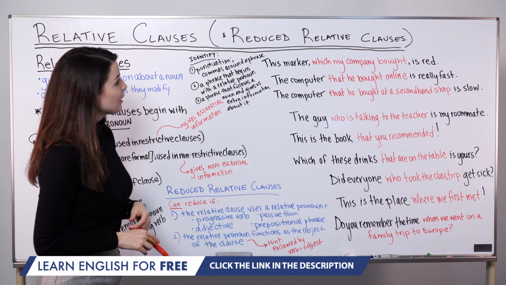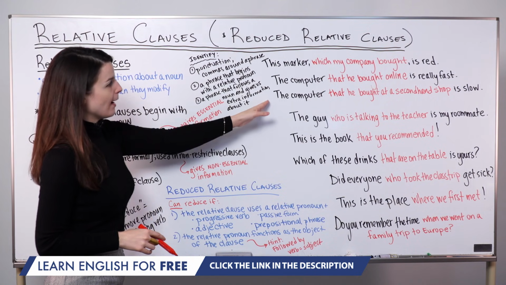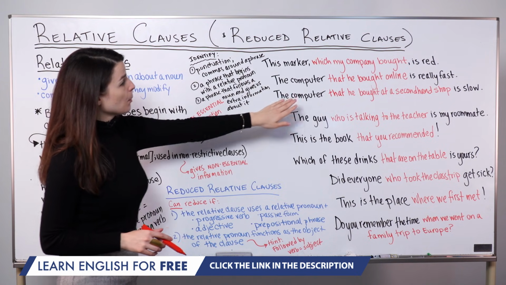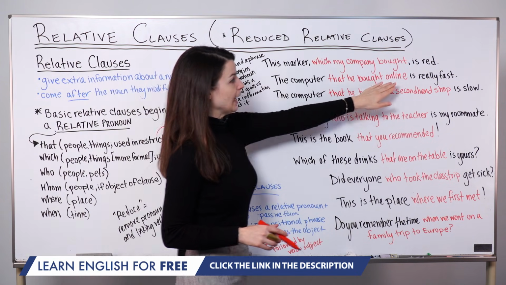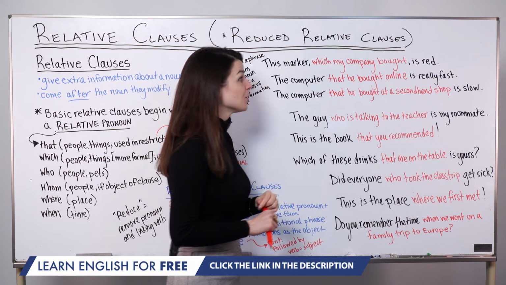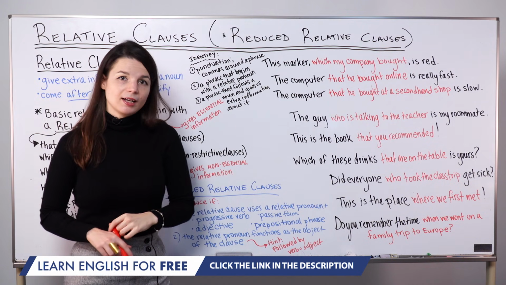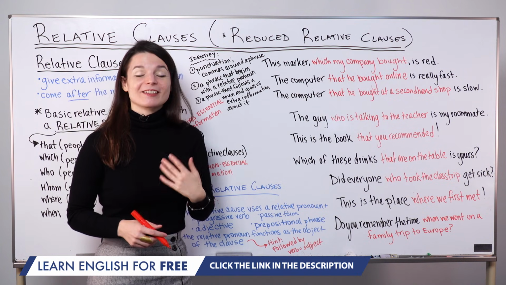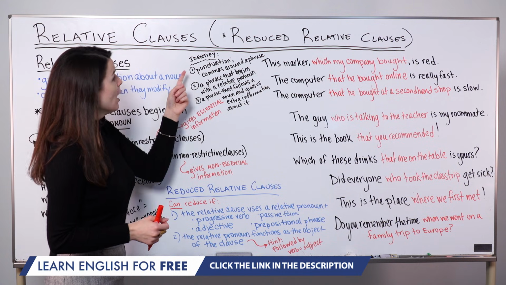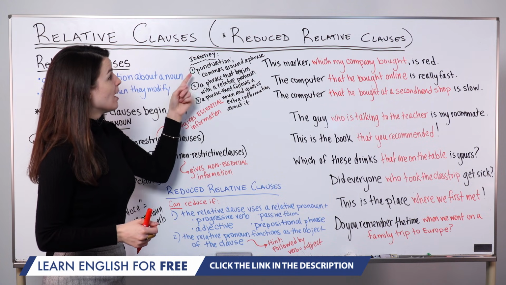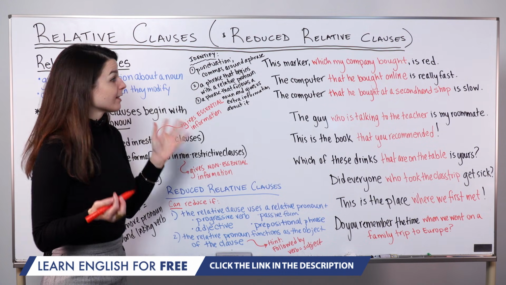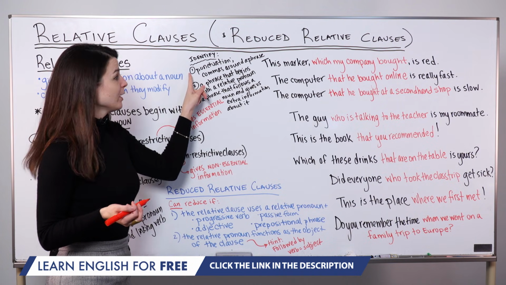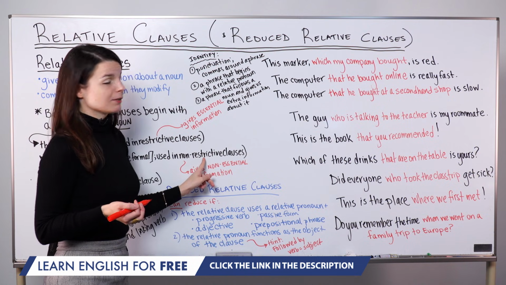Okay, so let's continue on to this next pair here. First, let's read the sentence. I want to read the first one. The computer that he bought online is really fast. So here, of course, for today's lesson, the relative clause is in red. But as I mentioned, not all relative clauses are surrounded by punctuation marks. This is one example. So we tend to see this punctuation point with non-restrictive clauses.